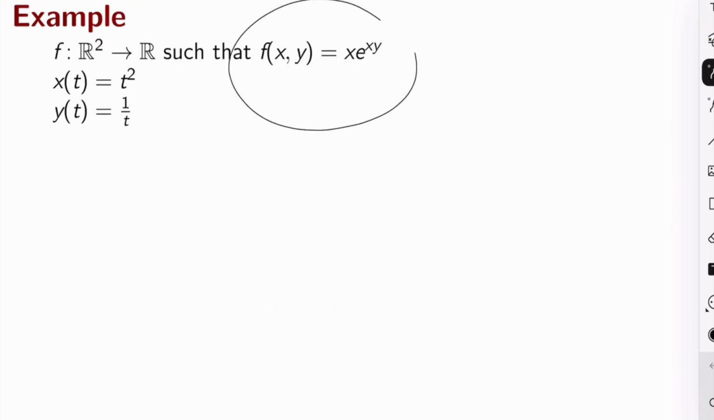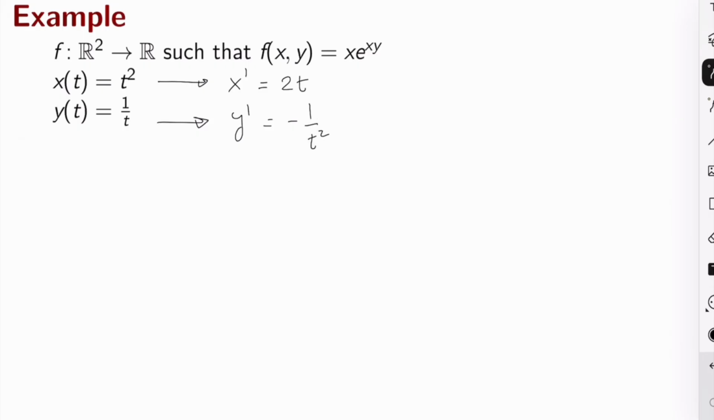In this case, our function is a function of two variables, and each of the variables depends on t. This one is t squared, and this one is 1 over t. According to the formula that we just saw, we're going to need the derivatives of these functions, so let's calculate those first. The derivative of x, which is t squared, will be just 2t. These are just regular derivatives, right? No partials. The derivative of 1 over t is minus 1 divided by t squared.